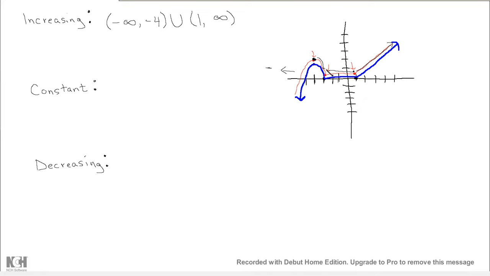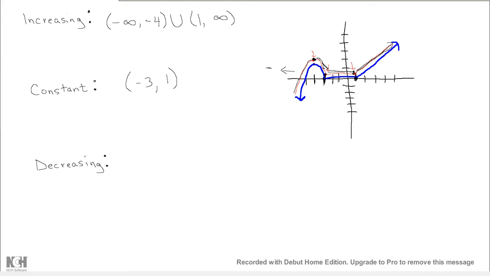The constant part we saw was in the middle. It was from this point to this point. So I just need the x values of my starting point and my stopping point. The x value here is negative 3. The x value here is positive 1. So that takes care of my first increasing, my last increasing, and my constant.